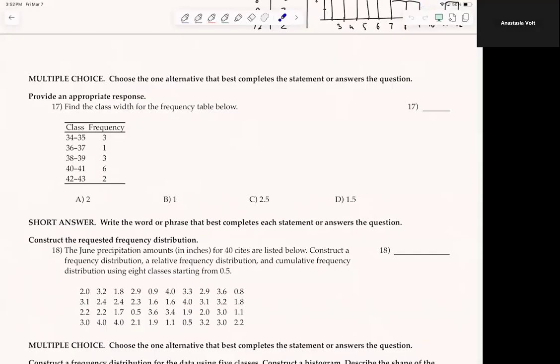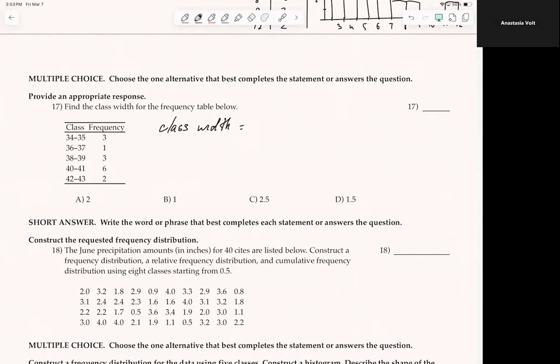Okay, so today we will go over the rest of the sample exam and we will start with problem 17. So the question is asking, find the class width for the frequency table below. So remember that class width can be calculated by subtracting the smallest value from the biggest value and dividing it by the number of classes that we have, right?